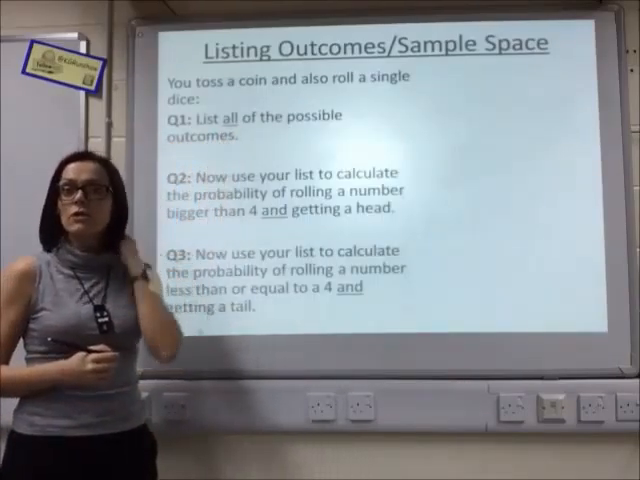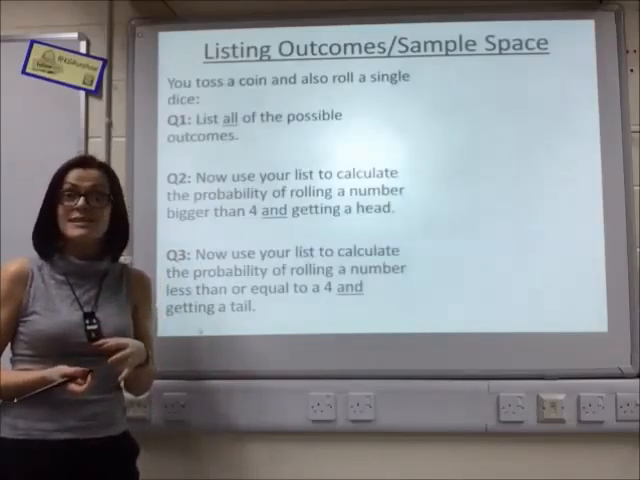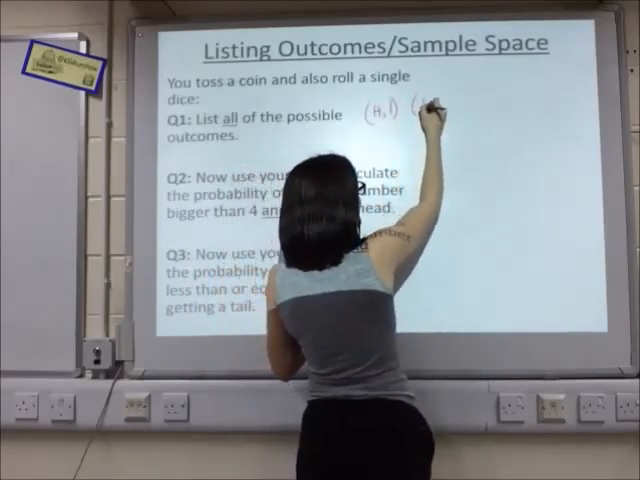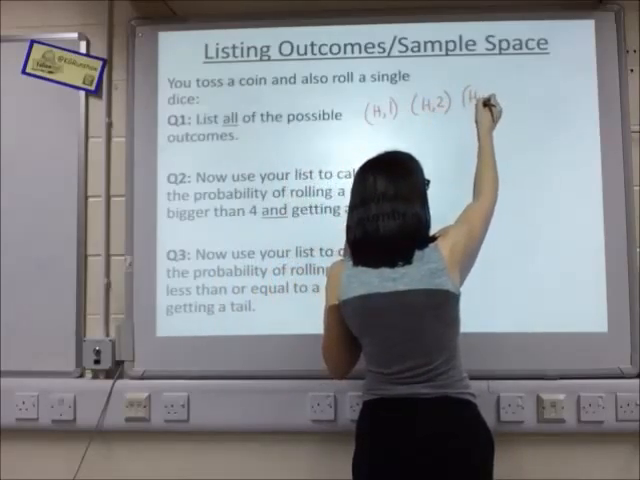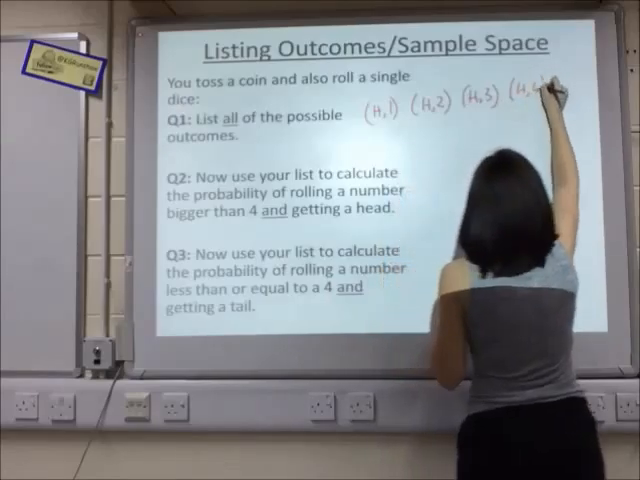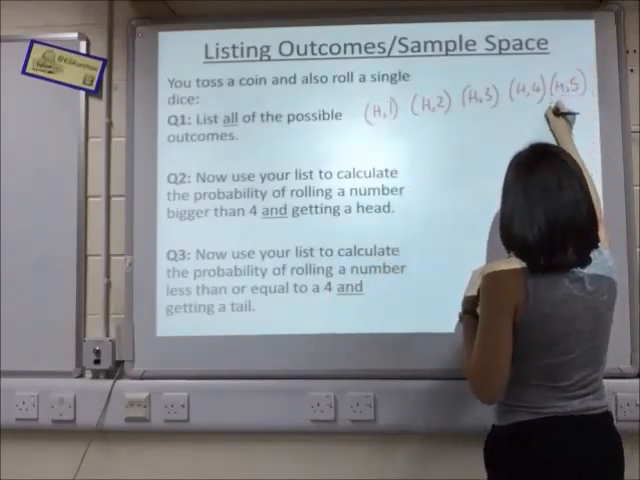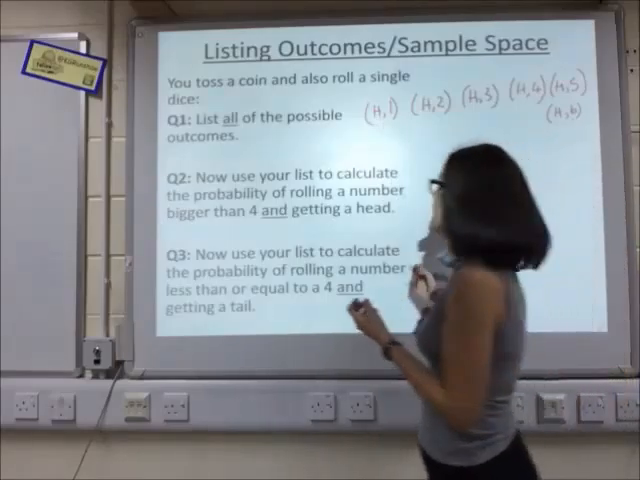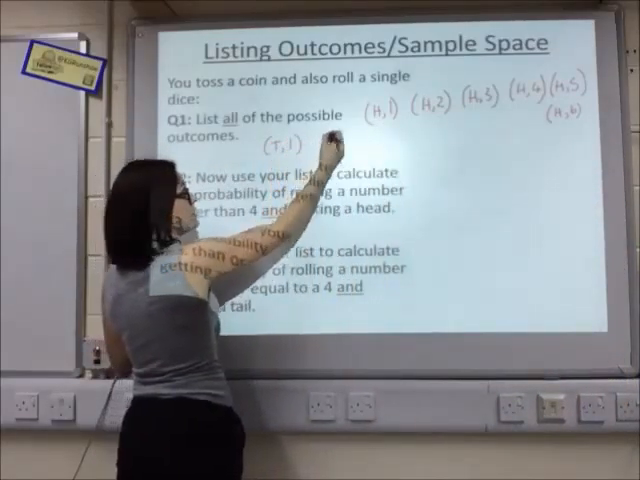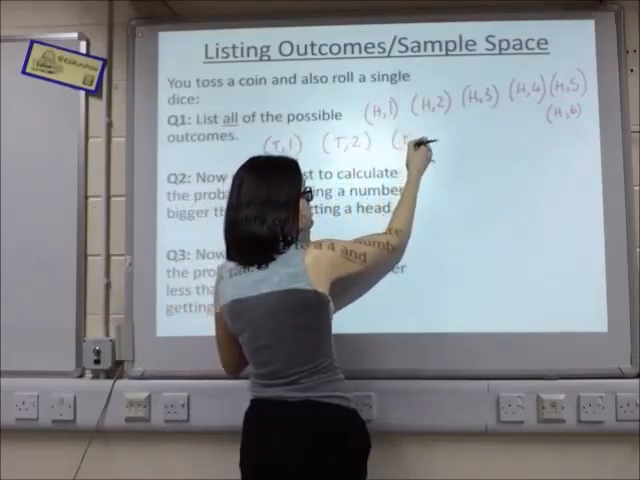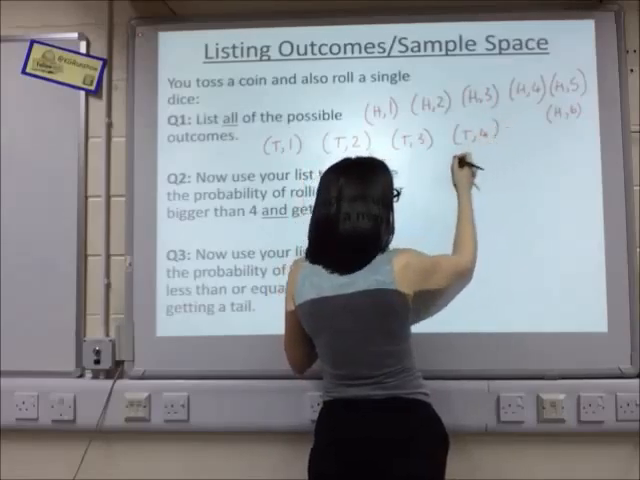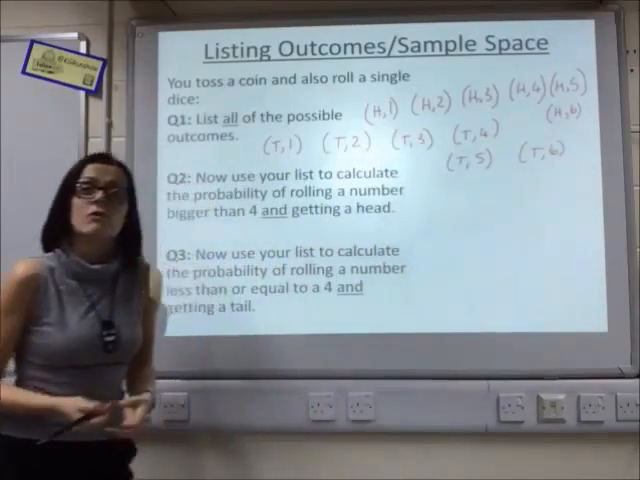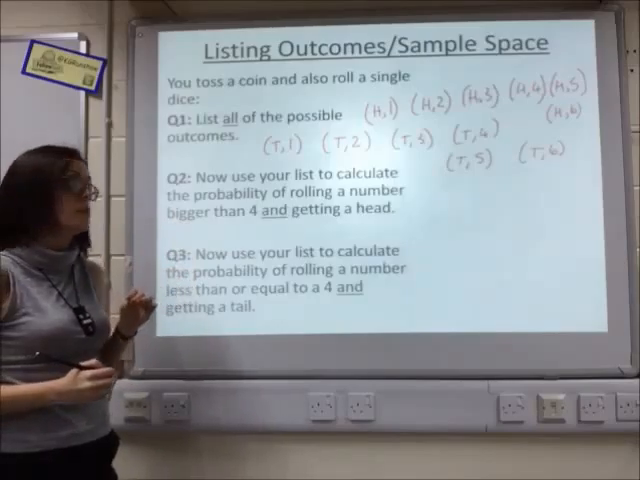Listing all of the possible outcomes is literally just writing a list. It's a bit tedious, but it's dead easy, because we could get a head and a 1. We could get a head and a 2, a head and a 3, a head and a 4, a head and a 5, or a head and a 6. So there are all the possible outcomes when my coin lands on heads, but the coin could land on tails. So I could get tails and 1, you're getting the idea now, tails and 2, tails and 3, tails and 4, tails and 5, or I could get tails and 6. And then I've exhausted all the outcomes. They're all the possibilities of things that could happen in this situation.